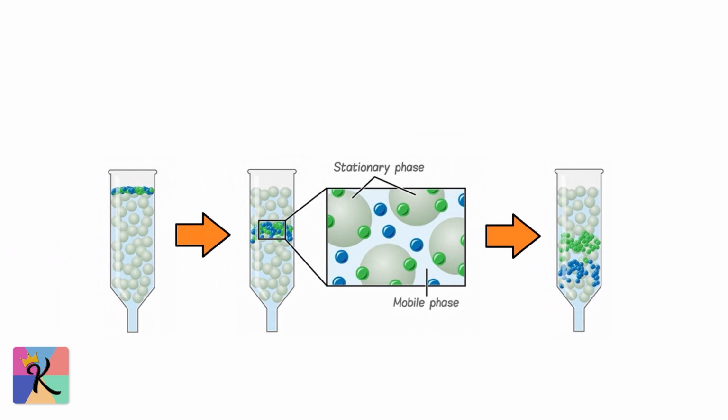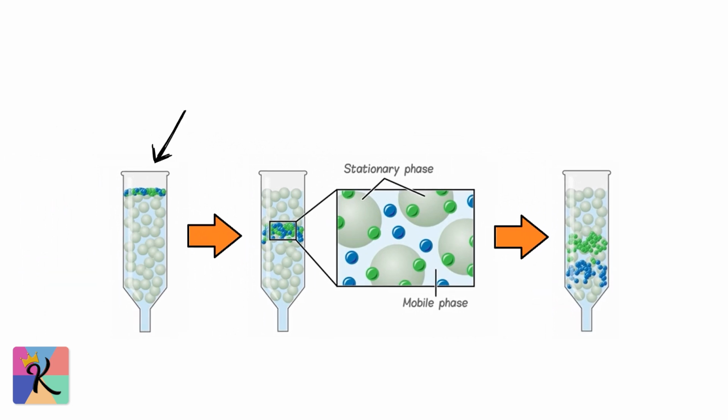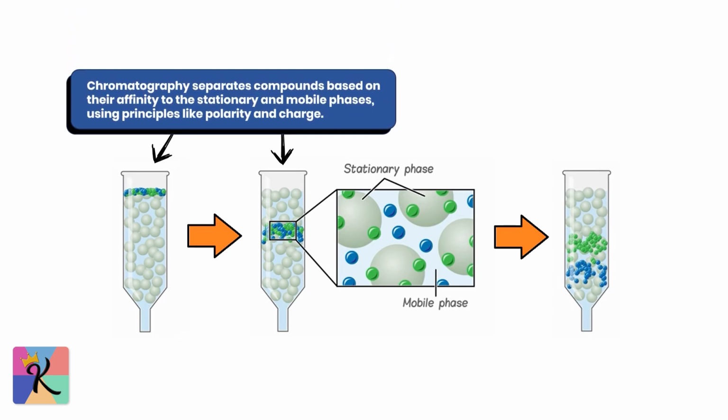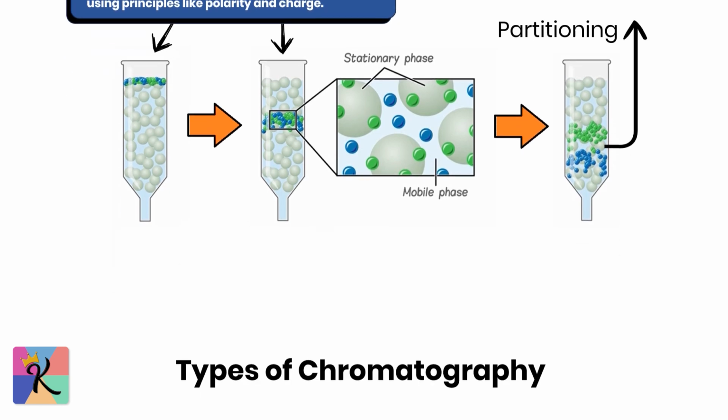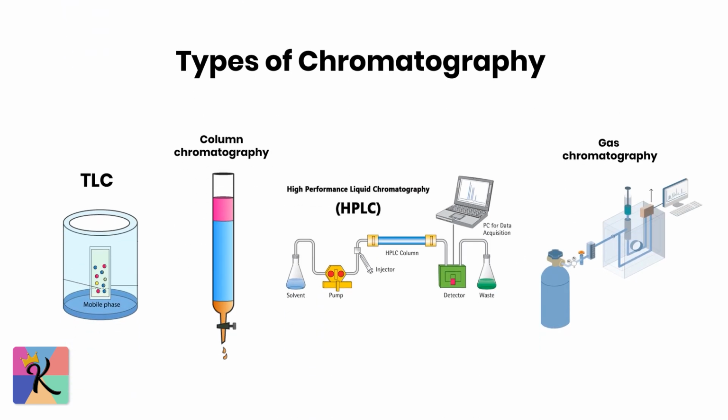The process begins by placing a sample onto a stationary phase, typically a solid medium. The mobile phase, usually a liquid or gas, passes through the stationary phase, carrying the components of the mixture along with it. Depending on their affinity to the stationary phase, some compounds will move more slowly than others, leading to separation. This process is called partitioning. There are several types of chromatography, each with its own specific applications and advantages.